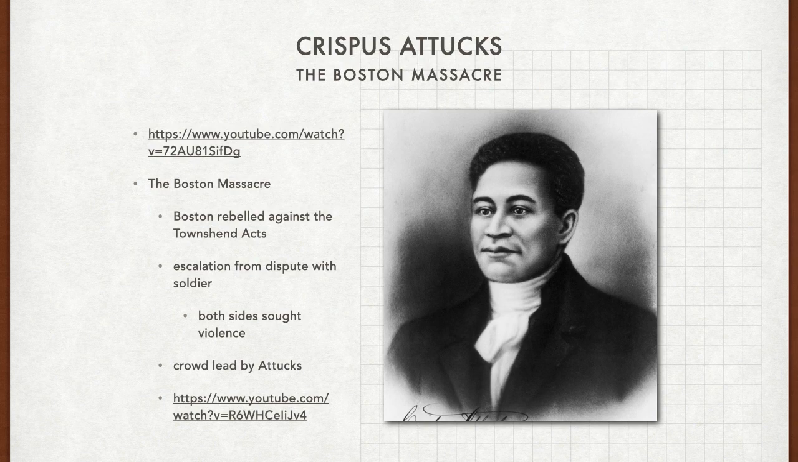Crispus Attucks himself was born in Framingham, Massachusetts in 1723. An advertisement indicates that Attucks ran away in 1750 from his master, Deacon William Brown. If you take a look at video B, this is a portrayal of the Boston Massacre.